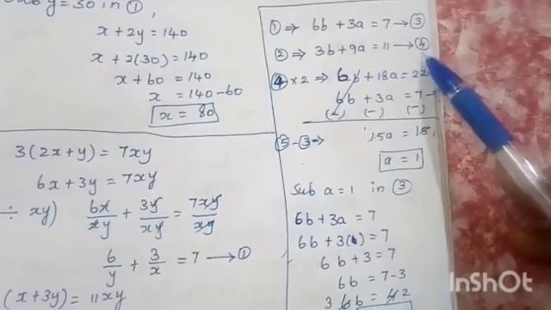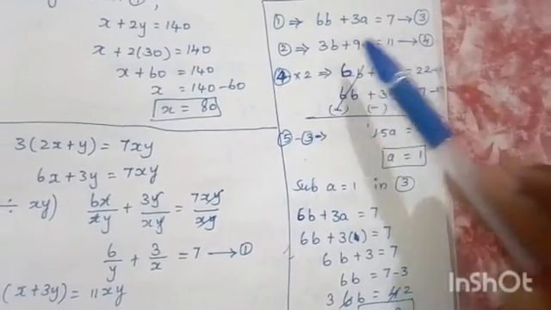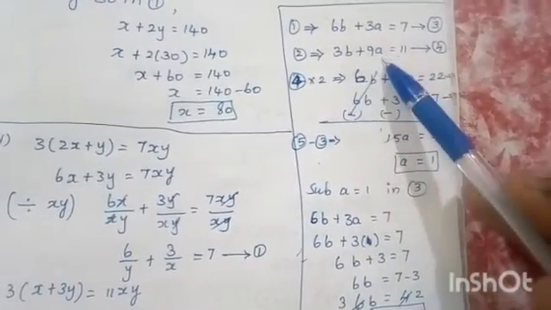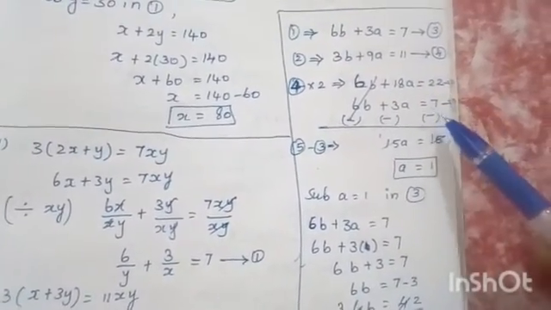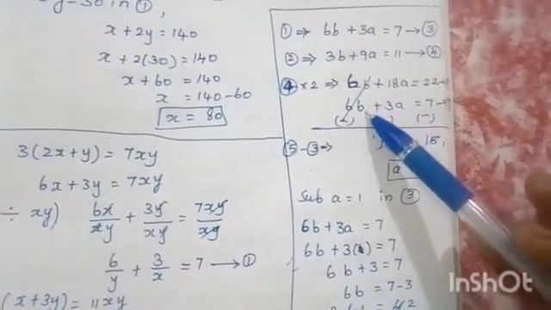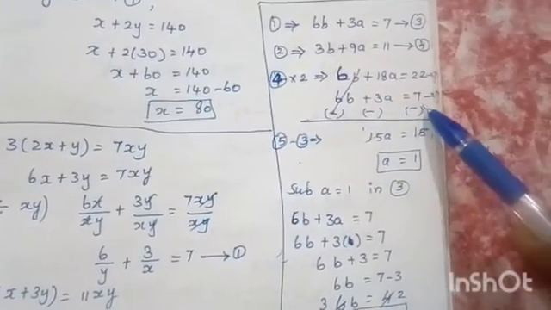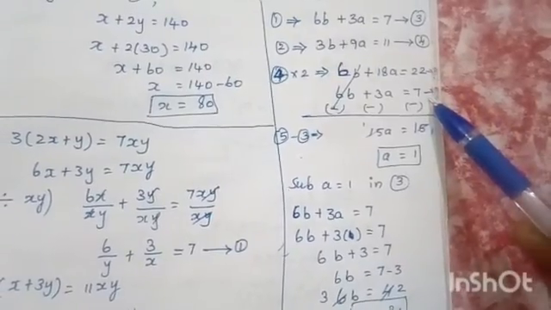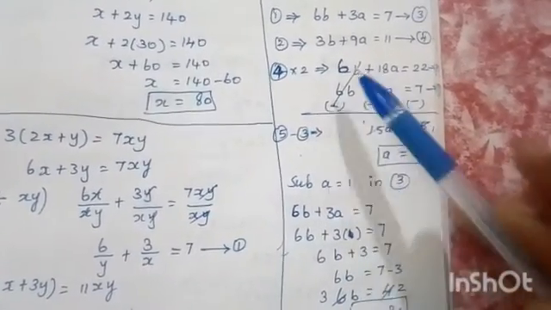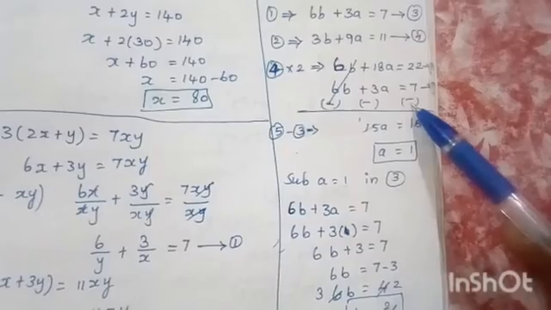The fourth equation, multiply by 2. So that is 6b plus 18a equal to 22. Consider the third equation, just take and write. So that is 6b plus 3a equal to 7. We call it equation number 5. It is 3. So 5 minus 3. Minus means the second term you change the sign.